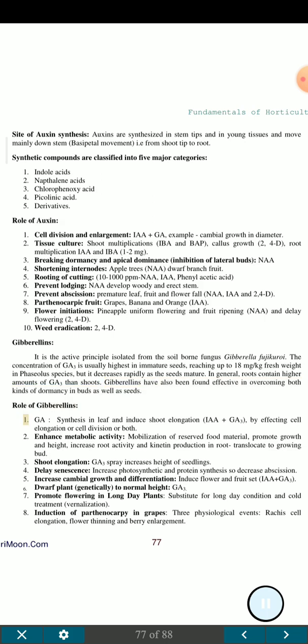Role of gibberellins. 1. GA synthesis in leaf and induced shoot elongation, IAA plus GA3, by affecting cell elongation or cell division or both. 2. Enhance metabolic activity, mobilization of reserved food material, promote growth and height, increase root activity and kinetin production in root, translocate to growing bud.